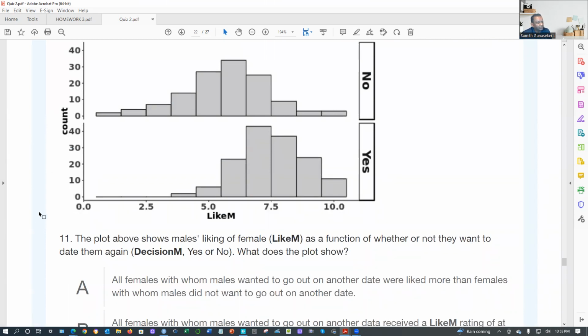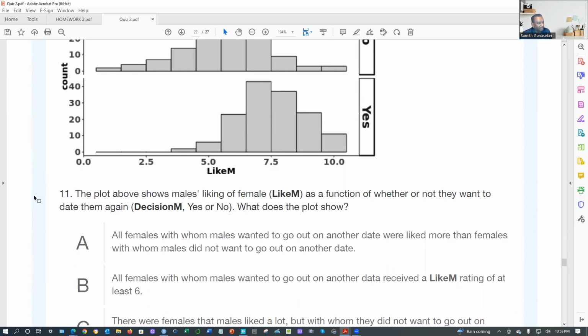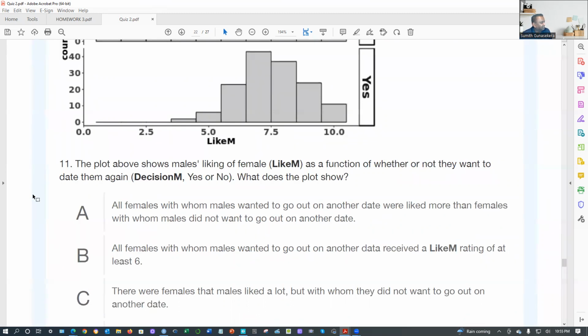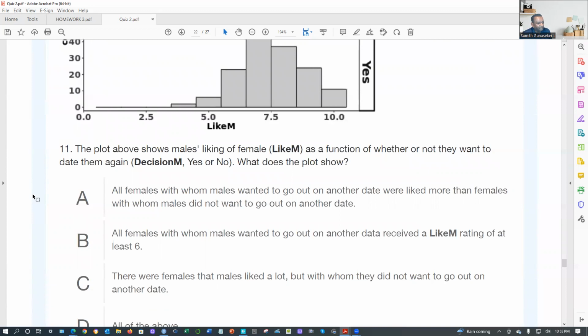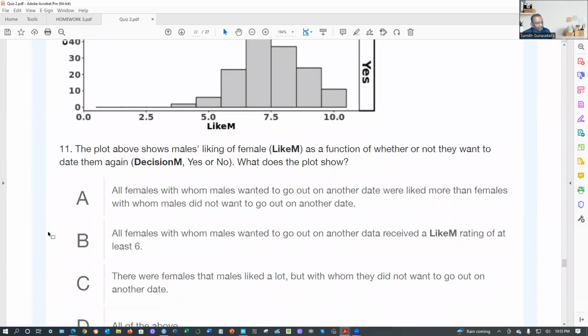The plot shows how much males like females as a function of whether or not they want to date them again, a decision of yes or no. What does the plot say? There were females whom males liked a lot, but with whom they did not want to go out on another date.